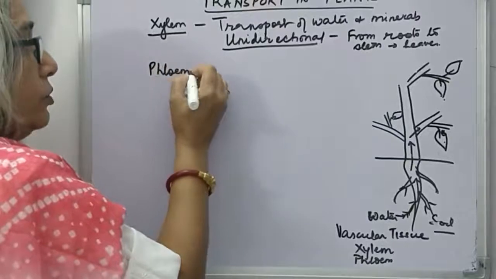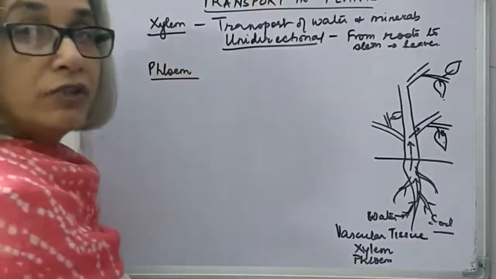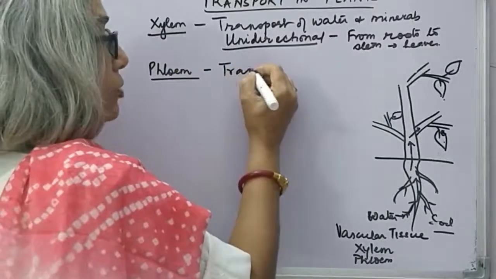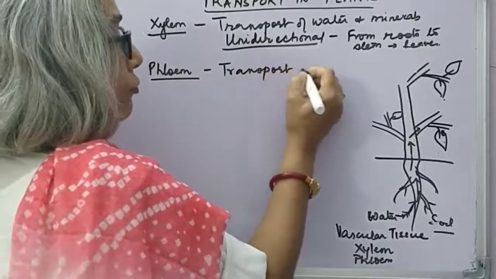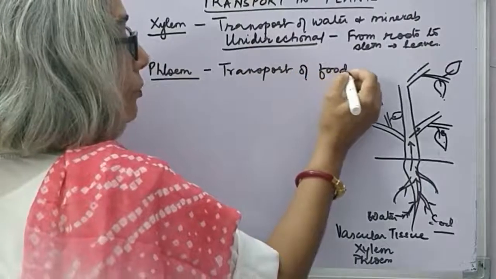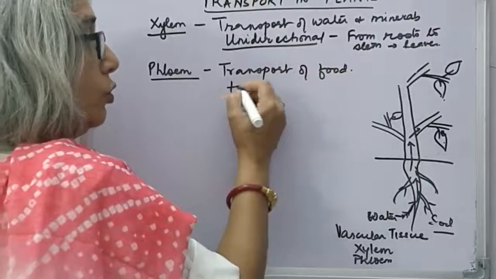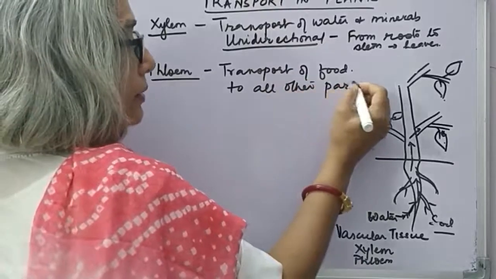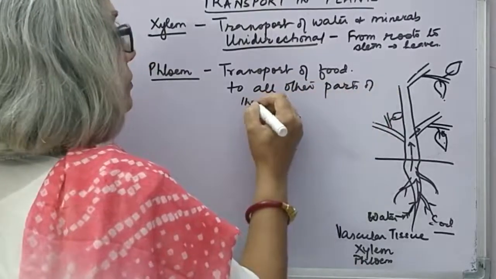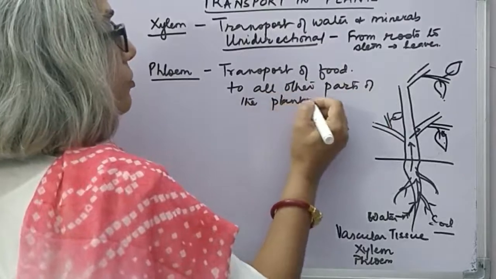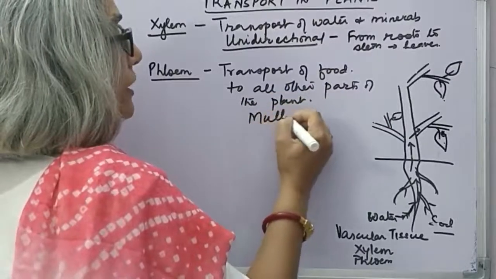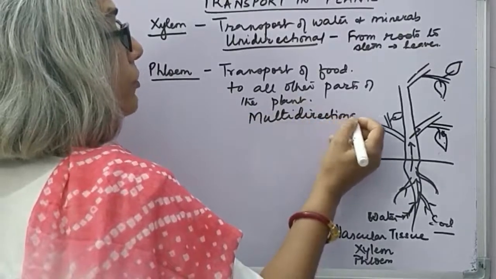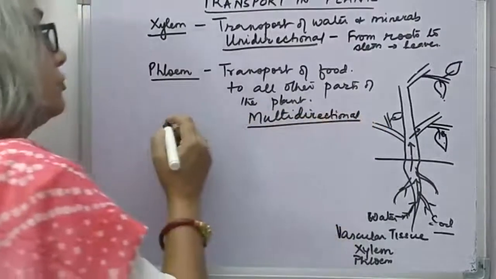Then we come to the next kind of vascular tissue, that is phloem. Phloem helps in the transport of food produced by the leaves to all other parts of the plant. So we say that the movement of food is multidirectional. It moves from the leaves to all other parts of the plant.